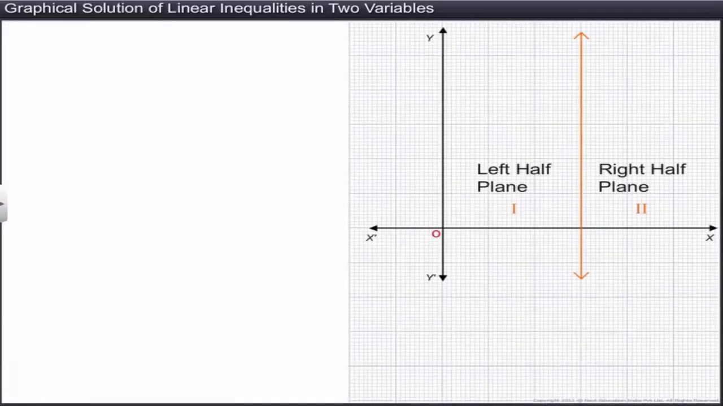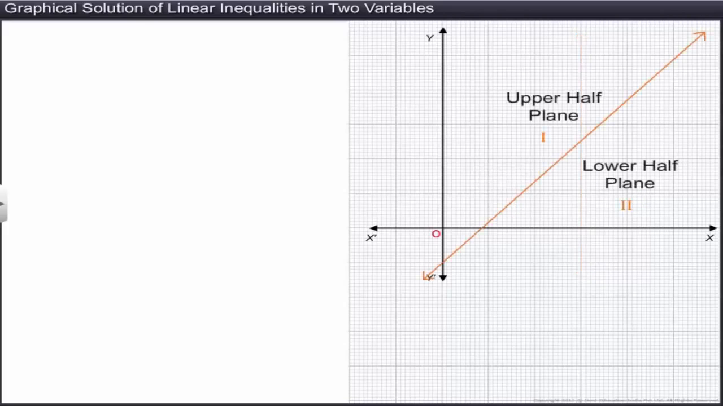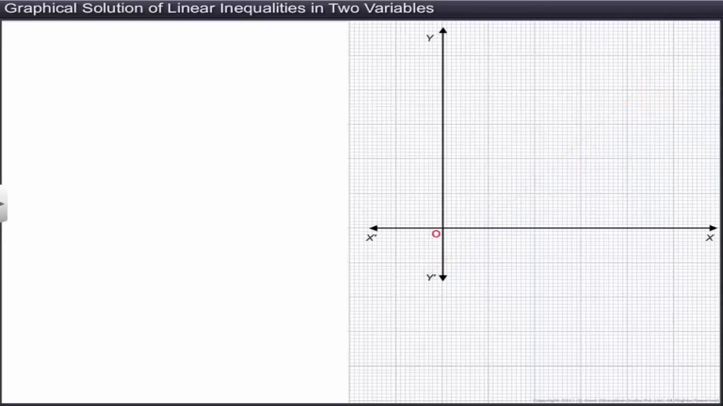So, as we have seen, a line divides the Cartesian plane into two parts. A vertical line divides the plane into left and right half planes. A non-vertical line will divide the plane into an upper half plane and a lower half plane. Let's consider the inequality ax plus by is greater than c. We will consider two cases. One, the value of b greater than 0, and the other, b less than 0.